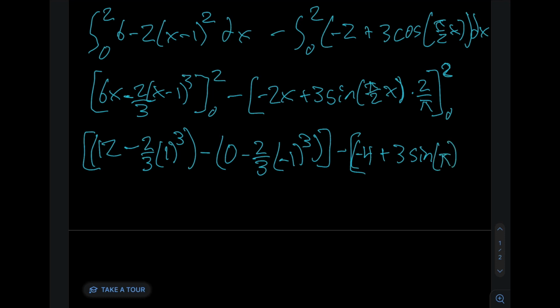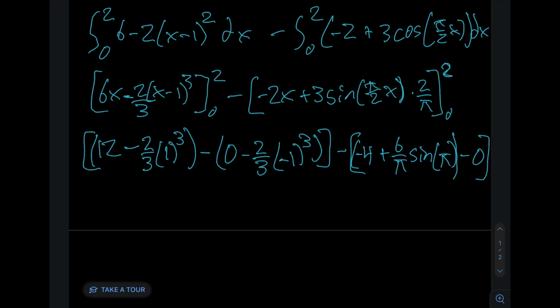Oh, the 2 pi, I forgot about. I'm just going to simplify the 2 over pi into the 3, so that would give us 6 over pi. And in that, we're going to subtract by, this is actually just going to give us 0 over there. And it's 0 because when you plug the 0 into negative 2x, that gives you 0. And 3 sine of 0 is also going to be 0. So that just is going to cancel out to 0.